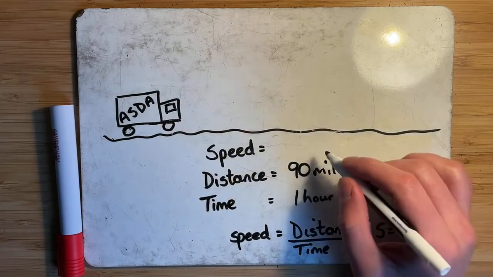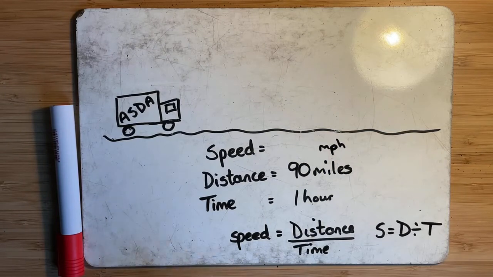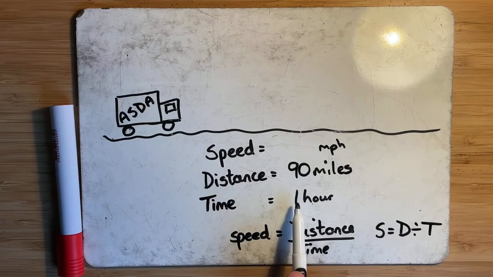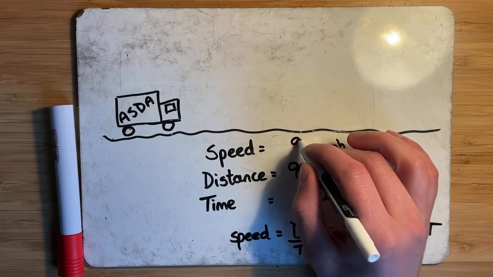Now remember, speed is in miles per hour. So how many miles did he travel in 1 hour? Actually I don't even need to do my sum because I can see he did 90 miles in 1 hour, so it must be 90 miles per hour. But just to make sure, speed equals distance divided by time. The distance, so 90 divided by 1, is always going to still be 90, isn't it?